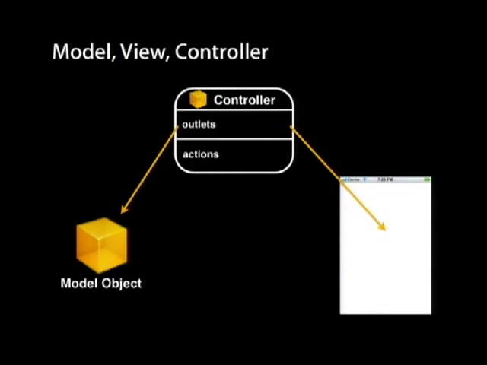And here's another visualization of it. Let's say you've got a controller in the middle. You can point to different outlets. You've seen IB outlets in your interface builder headers, or in your Cocoa headers. The outlets point to the view, and the outlets can point to the objects as well. And the view actions, the control actions, point back to your controller to do the right thing.